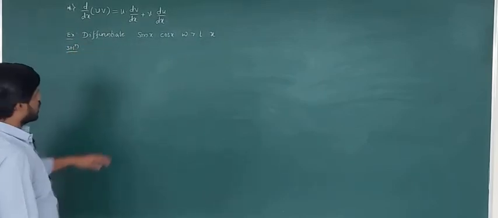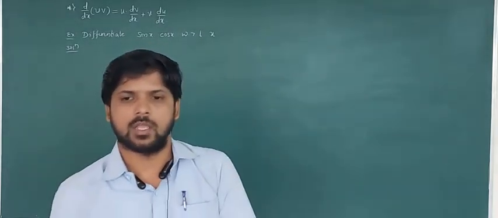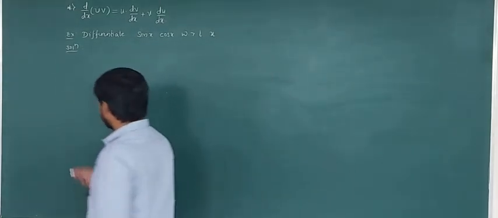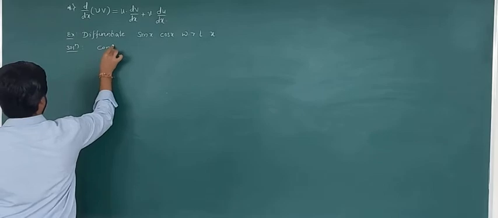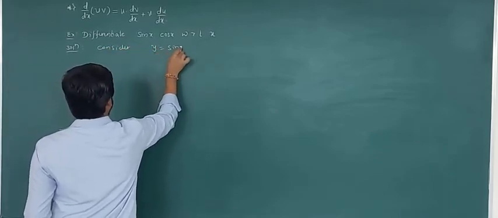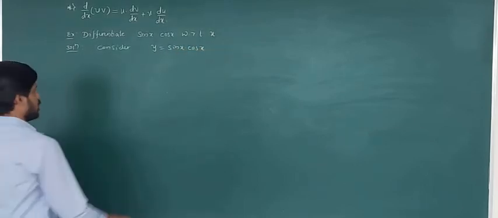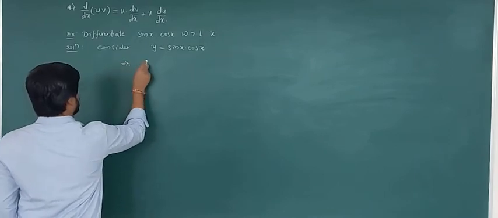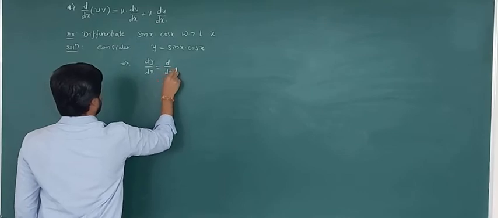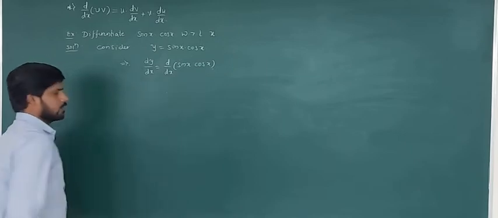So here the given example, sin x into cos x, is in the form of u into v. Here our u is sin x and v is cos x. So consider it as a function, therefore y equal to sin x into cos x. Differentiate with respect to x, we get dy by dx is equal to d by dx of sin x into cos x. It is a product rule.